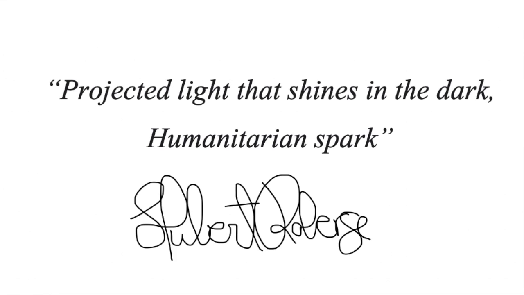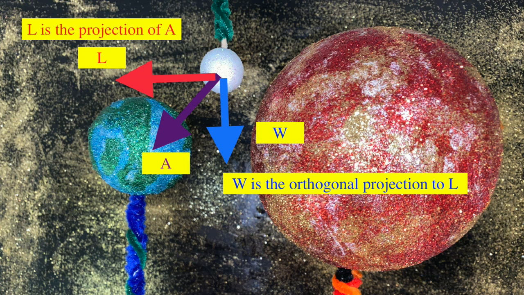Projected light that shines in the dark, humanitarian spark. The Moon's relationship with Earth. On the following diagram, it is clearly shown that the vector component A along L is the projection of A on L. It is its parallel projection. In this case, W is the orthogonal projection to L. Vector A, in the diagram shown, is simply a force of attraction, and its orthogonal projection allows us to decompose it into two parts, W and L.